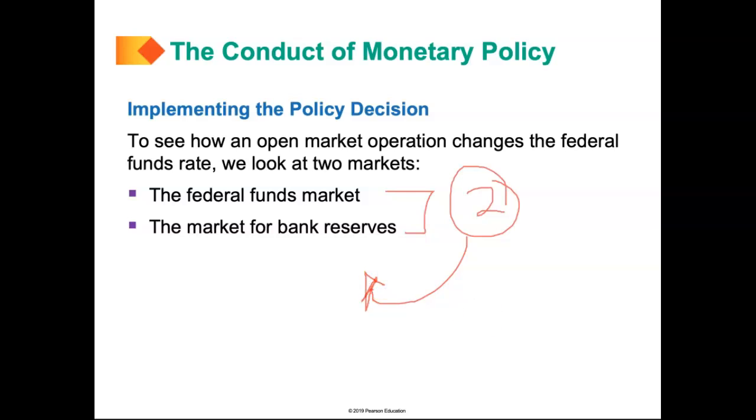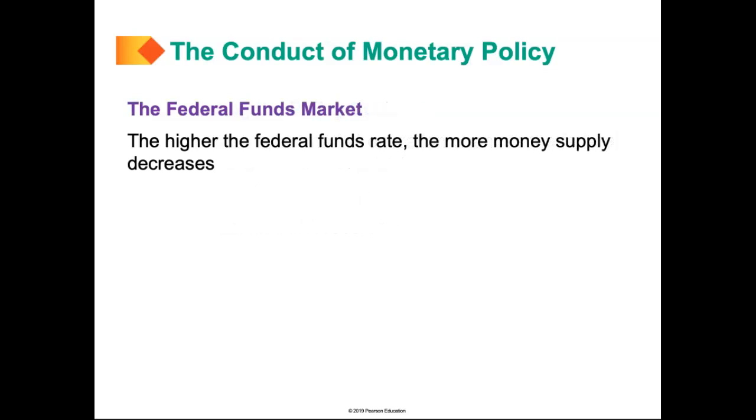Well, we know that the federal funds market basically is the market for the federal funds rate, right? But how does it actually influence monetary policy? Well, in the federal funds market, the higher the federal funds rate, the more money supply decreases, okay? So when the federal funds rate, let me just call it FFR, increases, money supply decreases. Now you're probably wondering to yourself, well, Dr. Kwaku, why does that happen? Okay, let me just break it down for you.